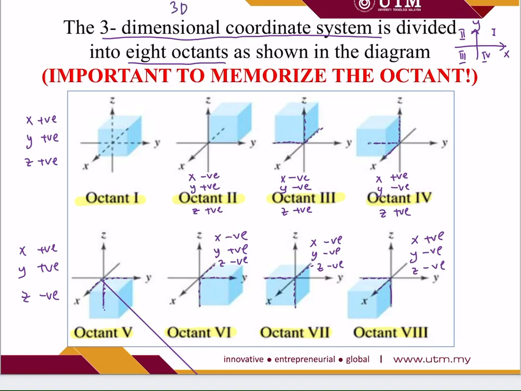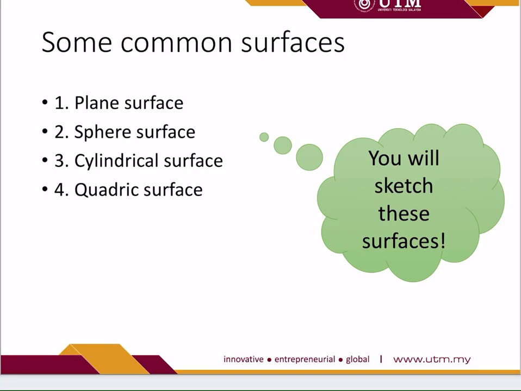Alright, now we want to look at the common surfaces. How do we sketch these common surfaces? We will consider these 4 types of common surfaces, the first being the plane surface. A plane surface means it is flat, or we can call it a flat surface, the same as a paper. What else? A flat surface on the table.